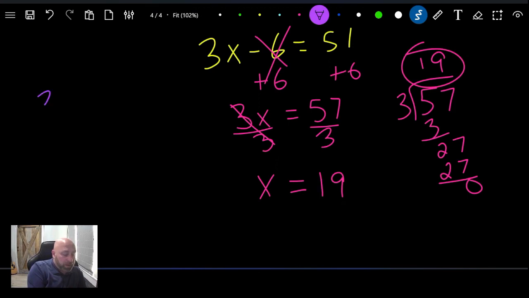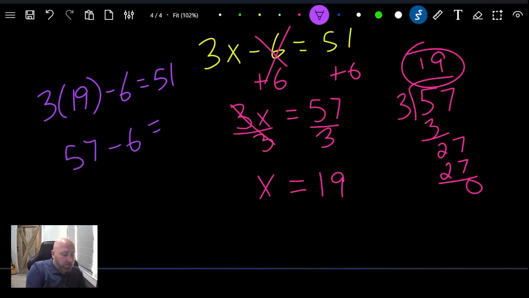Now let's plug that back in. 3 times 19 minus 6 equals 51. 3 times 19 was 57. Minus 6 equals 51. 57 minus 6 is 51, equals 51.